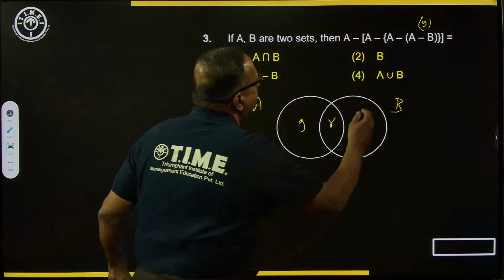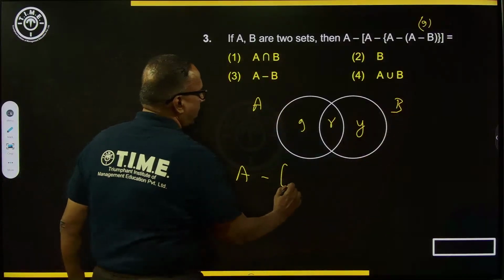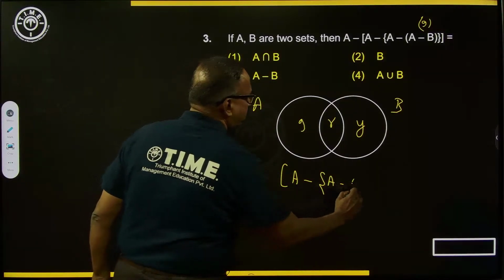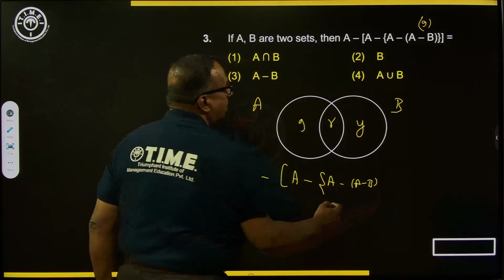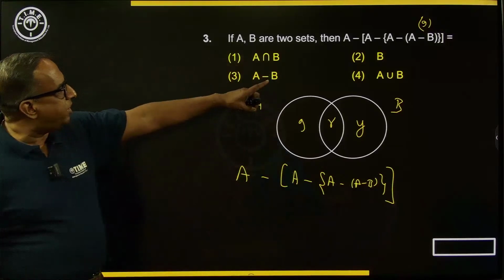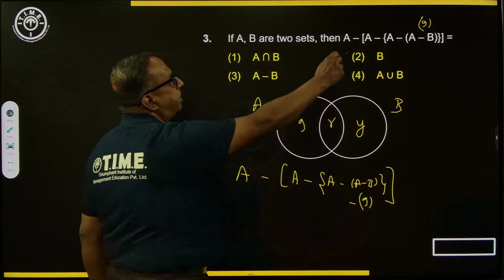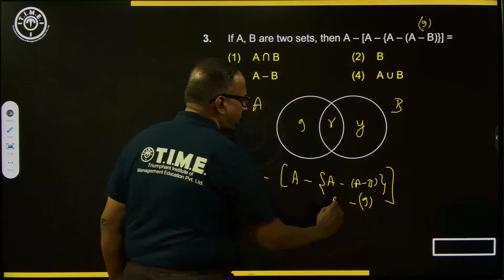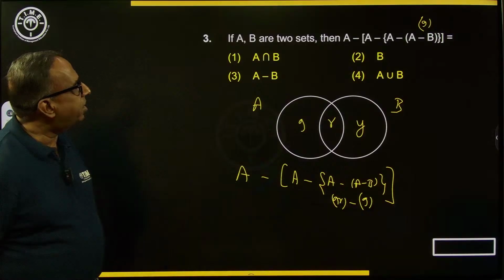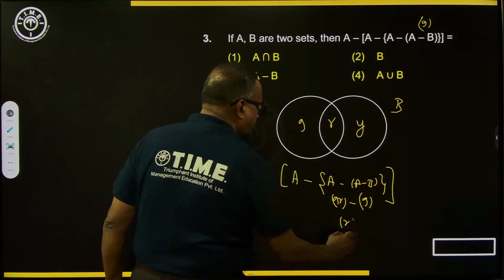Yeah, let me write it here. Let me write once again: A minus (curly bracket) A minus B, close the bracket. Okay, what is A minus B? A minus B is green. What is A? A is green, red. From green, red, if I remove green, what will be there? Only red will be there.